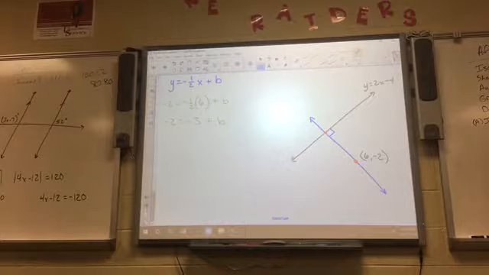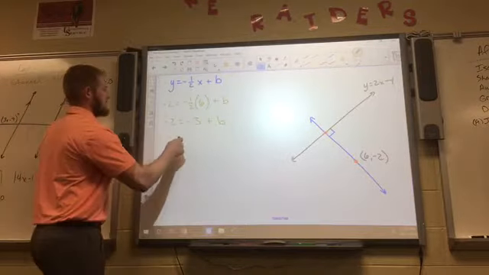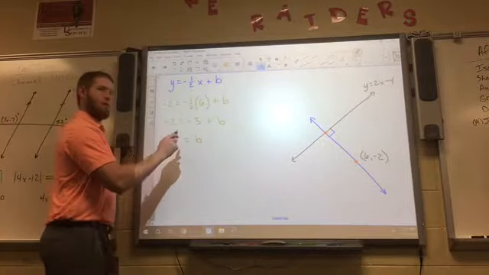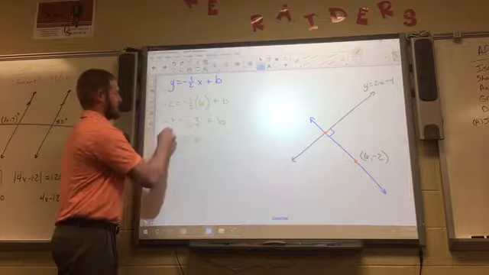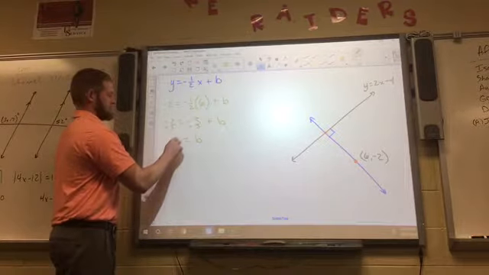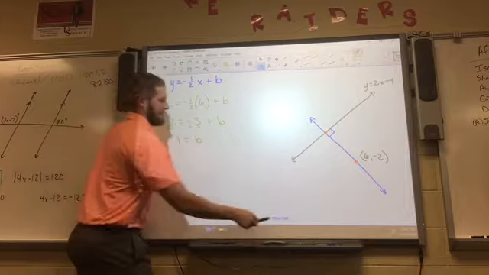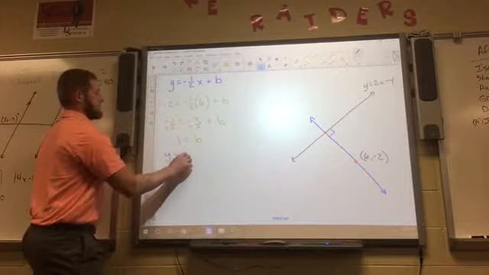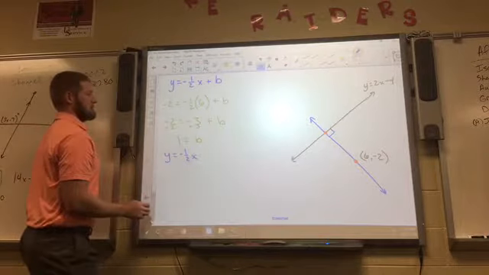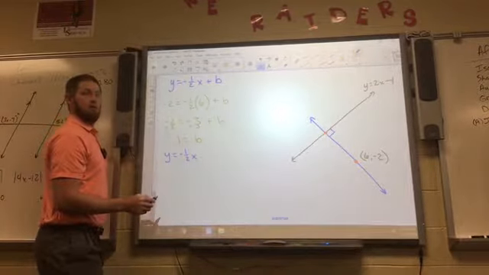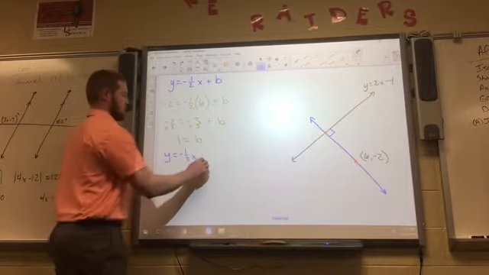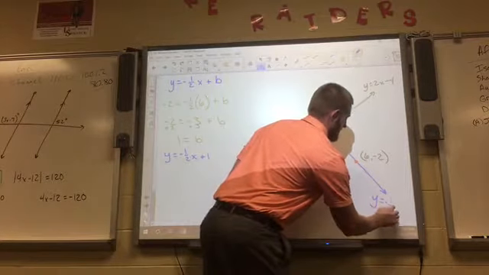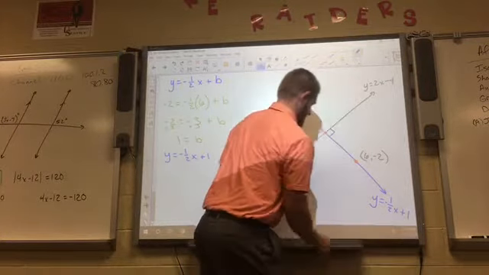And then add 3, add 3, and I end up with b equaling 1, right? Because I add 3, negative 2 plus 3 is 1. Okay, so my equation is y equals negative 1/2 x plus 1. So this equation down here is y equals negative 1/2 x plus 1.